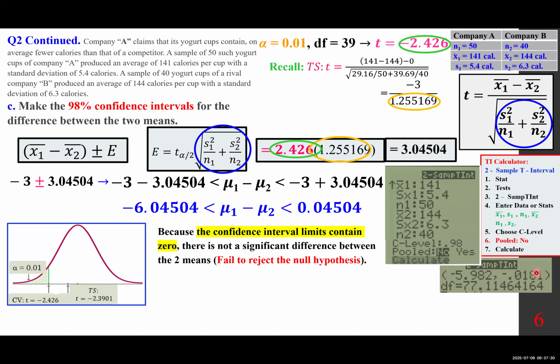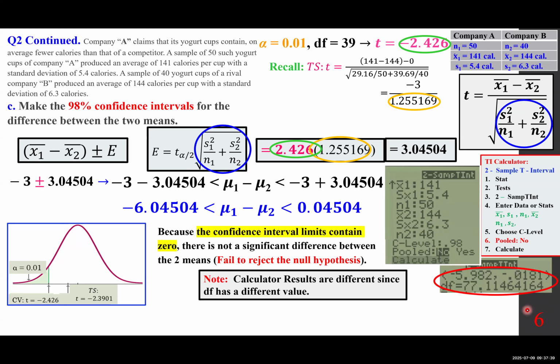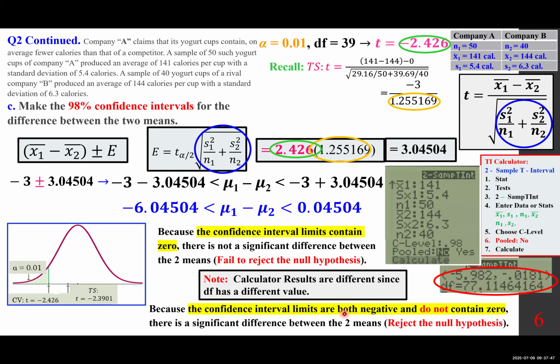And why is it different? Again, the degrees of freedom is different, but it is consistent with what we did with the calculator on the previous page. Note the calculator results are different since the degrees of freedom has a different value. And of course, because the confidence interval limits are both negative, this is minus 5.982, this is minus 0.08181. Both of them are negative.